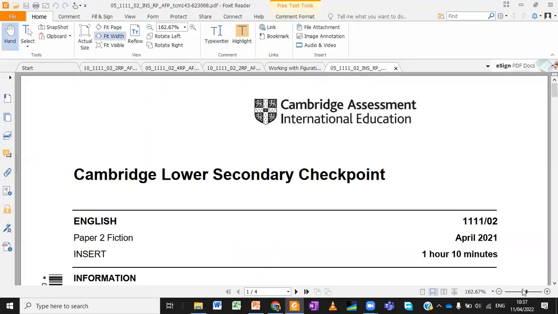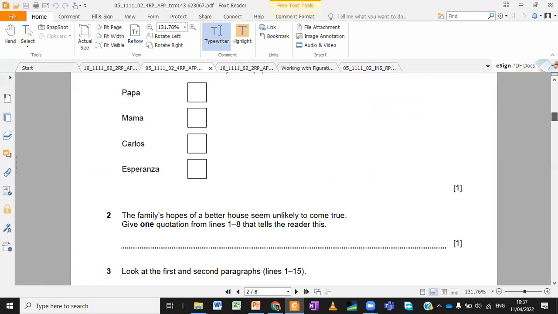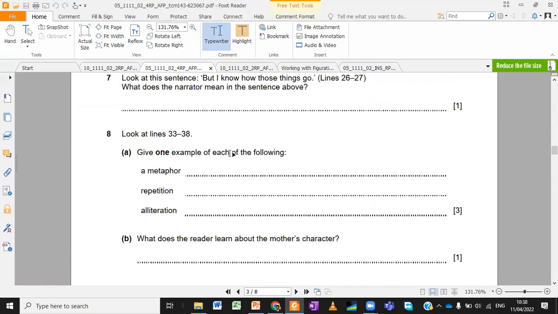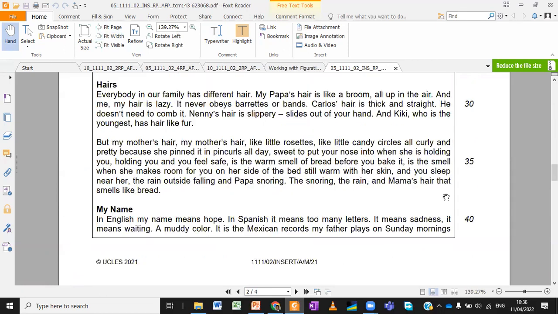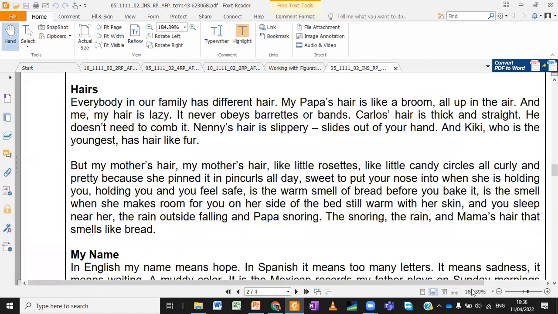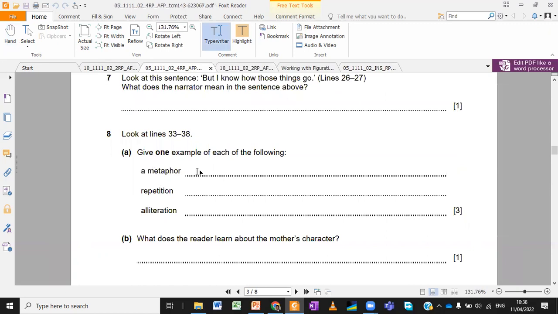Perfect. Now, it says, give one example of each of the following from lines 33 to 38. So let's look at lines 33 to 38 now. From here to here, this paragraph, you are going to look for... Sorry, can you see my screen, please? Hello, Kevin. Yes. Good. Now, you are looking at this paragraph from 33 to 38. They're asking you to look for an example of metaphor, repetition, and alliteration.